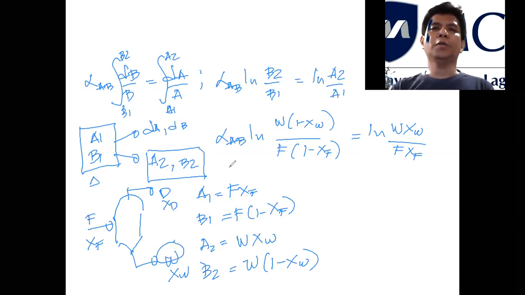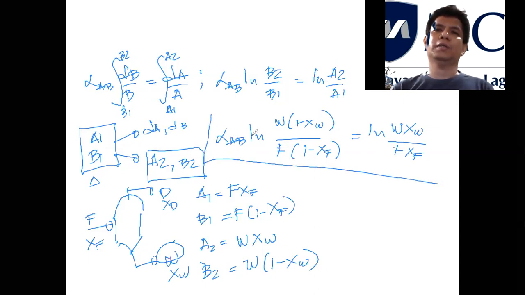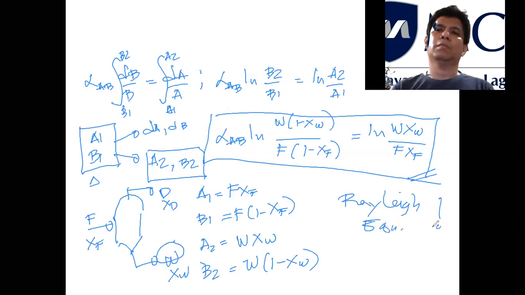Okay? So if you're going to multiply both sides by -1, the F(1 minus XF) goes to the top, and the FXF also goes to the top. So you will have the Rayleigh equation. So this is the Rayleigh equation. Okay. So we're going to use the Rayleigh equation to solve a problem.